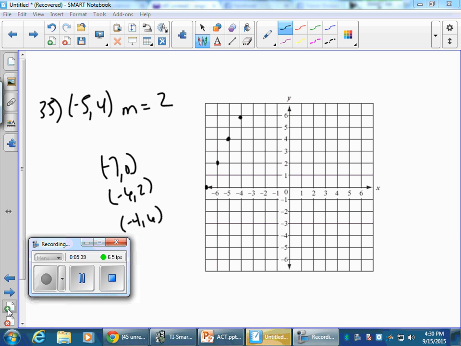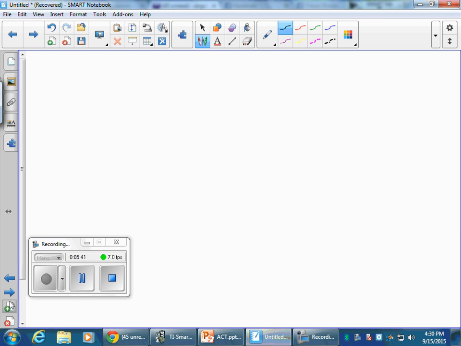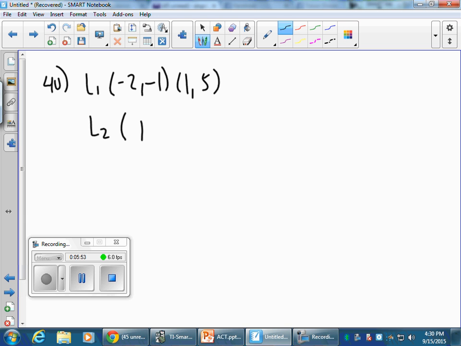All right, problem number 40. They give me 2 lines. So in problem 40, line 1 goes to the points negative 2, negative 1, and 1, 5. And line 2 goes to the points 1, 3, and 5, negative 5. And they want to know, are these lines parallel, are they perpendicular, or neither?